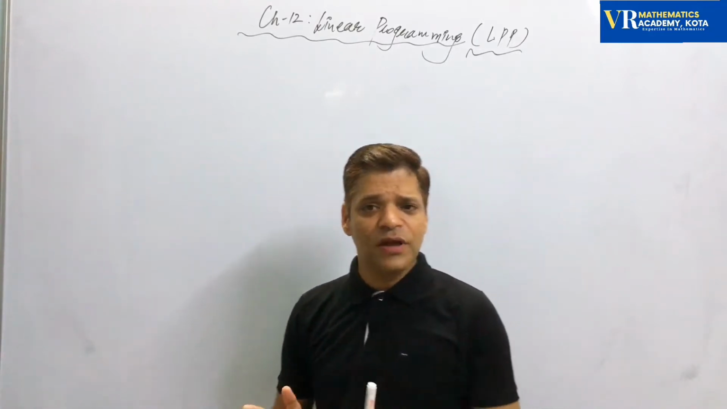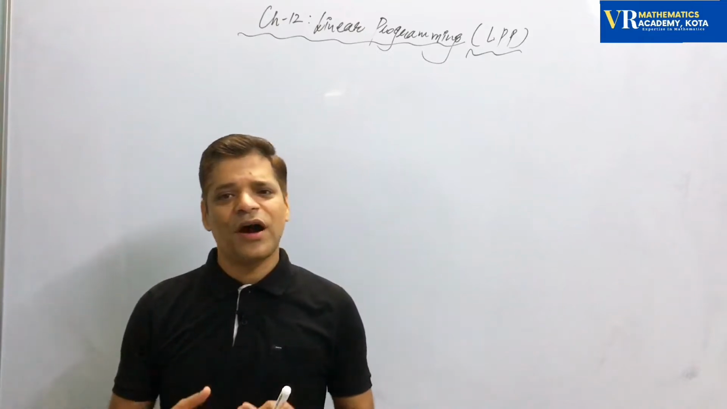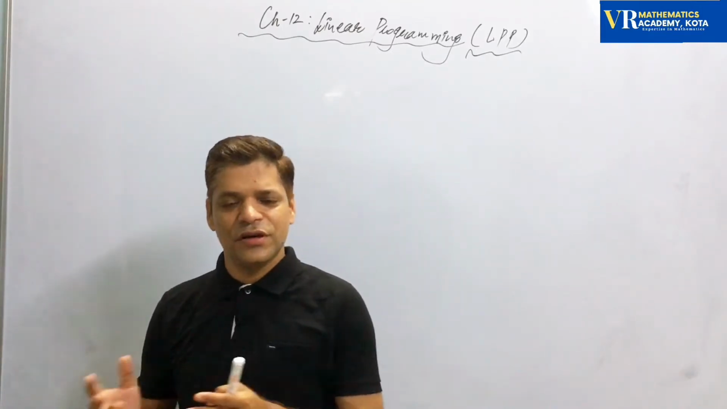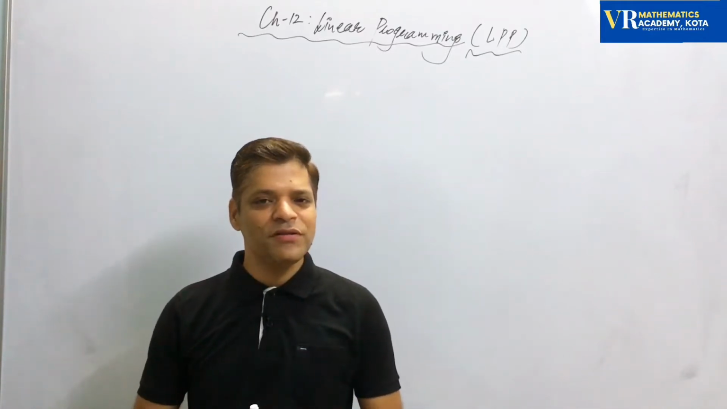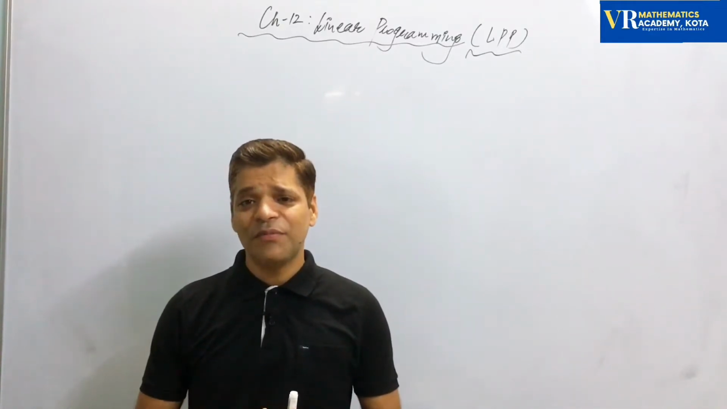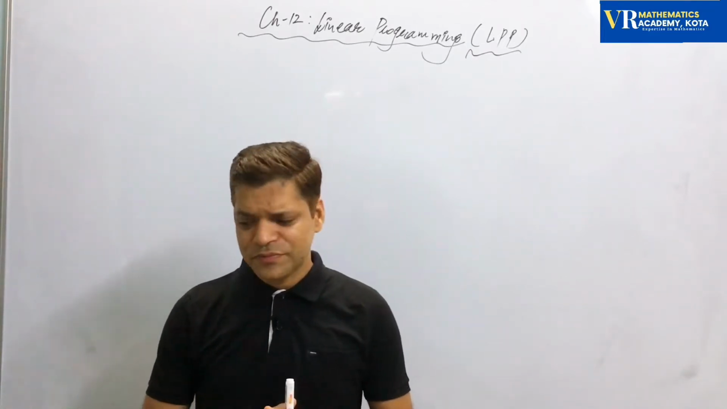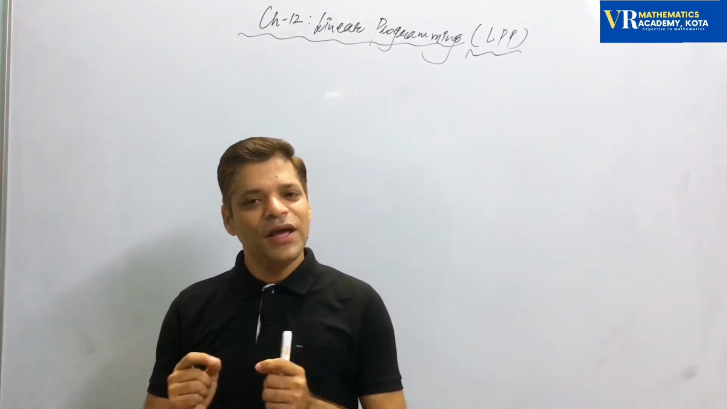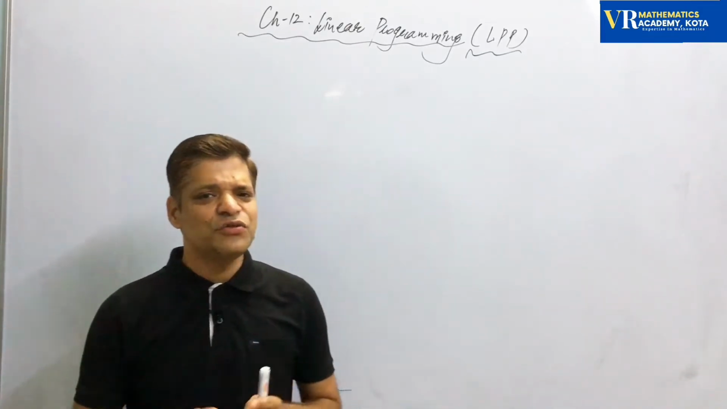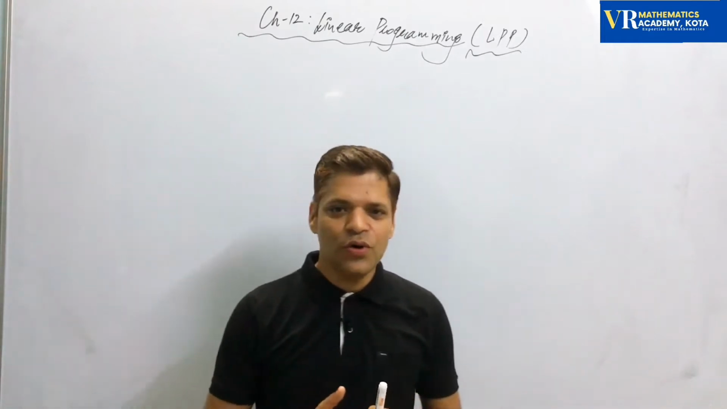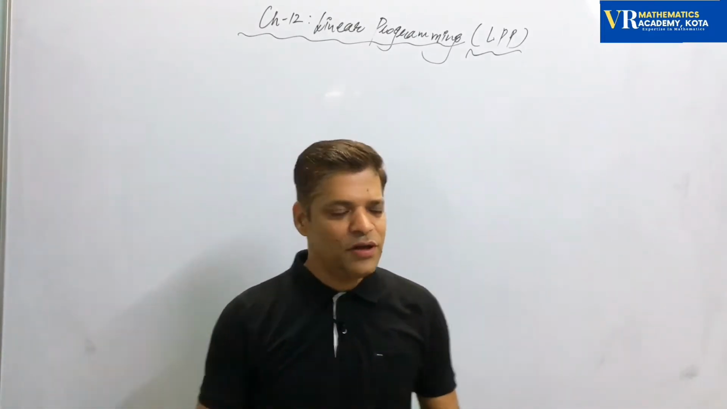The first is from class 10th, that is the pair of linear equations in two variables, and how many methods we use to find the solution of a pair of linear equations in two variables. And the second one is the concept of linear inequality from class 11th, linear inequality in one variable and linear inequality in two variables. So these two basic concepts you should know first before starting linear programming, chapter number 12. So let's see.